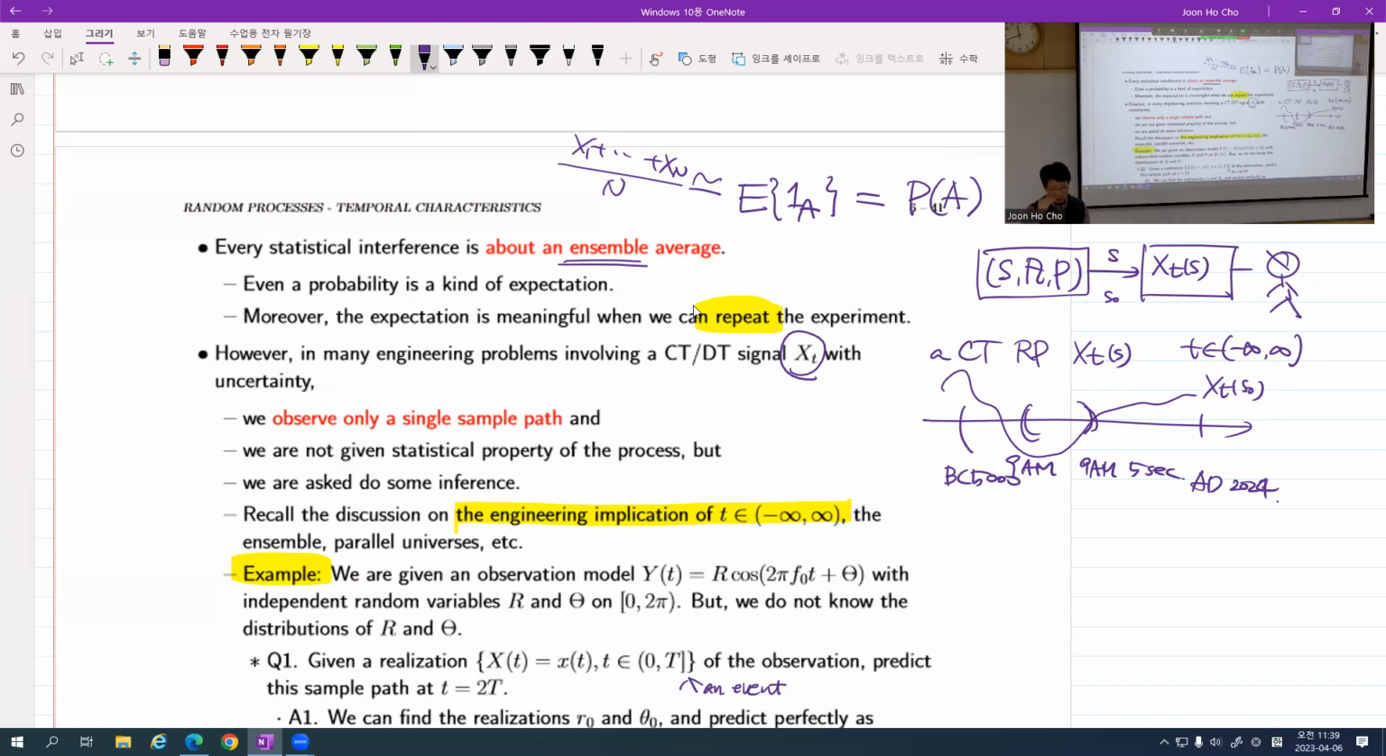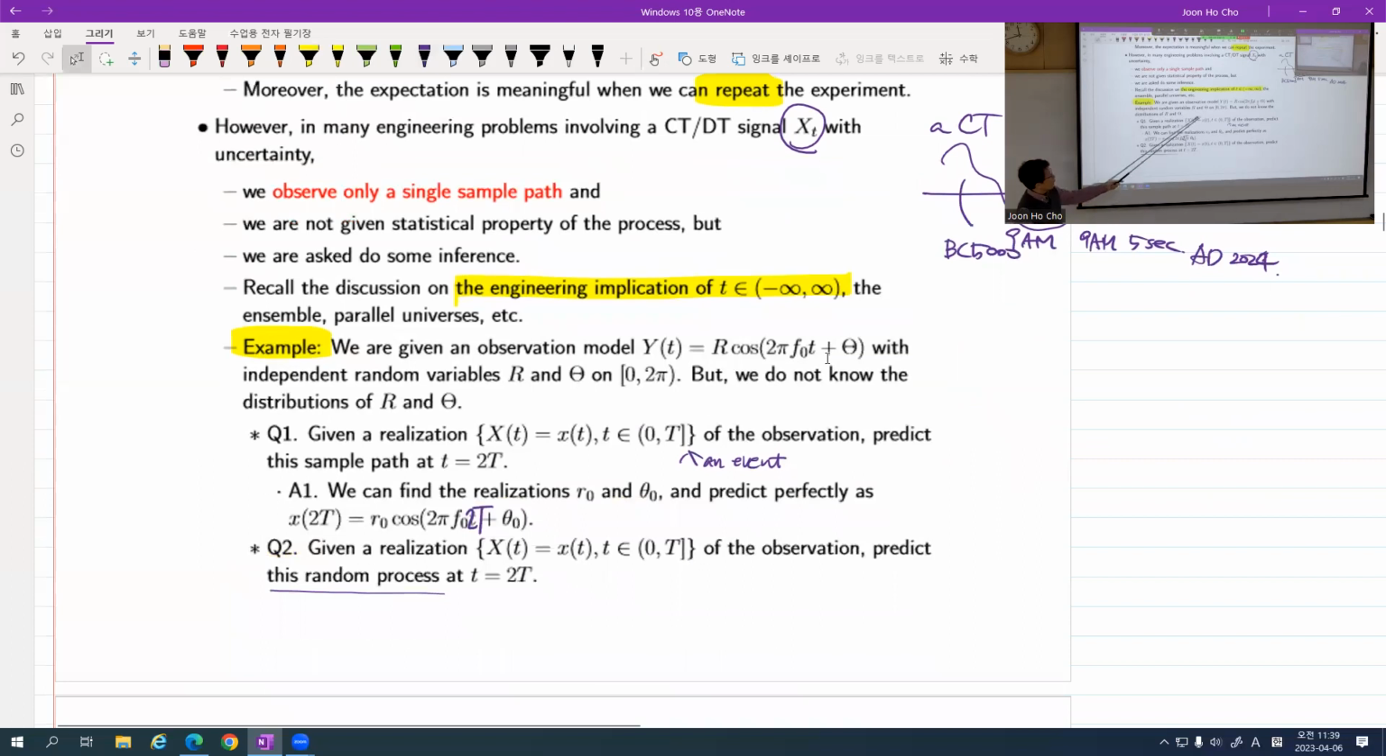Of course, we can start from the assumption that we are given the entire family of random processes. But as I told you, sometimes even that assumption does not work, and I will show you an example. Suppose we have modeled our random observation y of t, a continuous-time random process, as R times cosine of 2 pi f0 t plus theta. This is very familiar, right? Given that R and theta are random variables, the random process is actually constructed using two random variables.